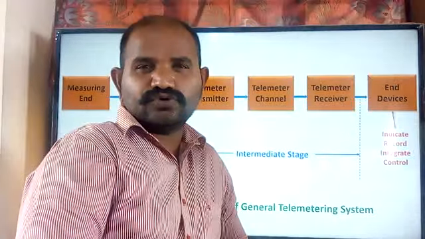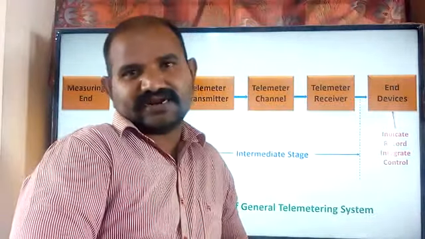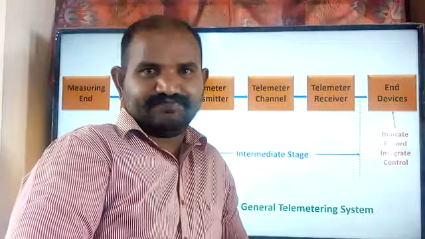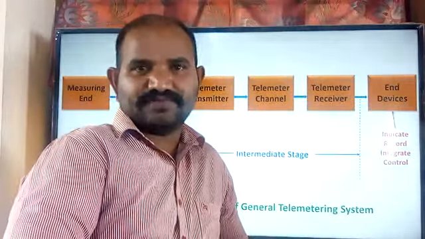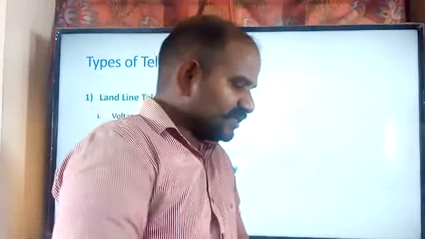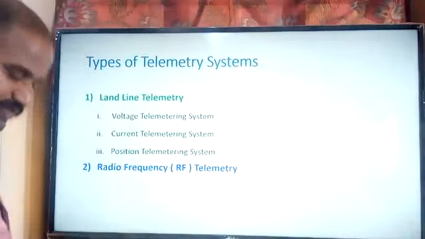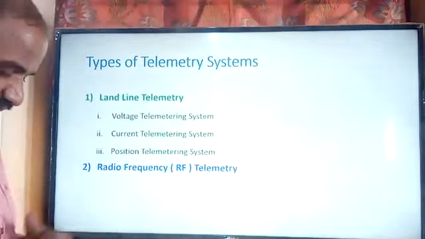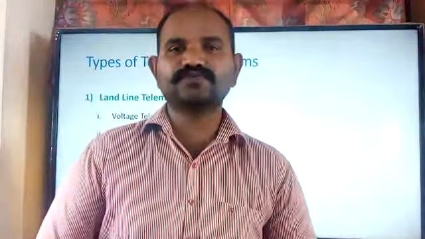So that is the electrical and electronic telemetry system. Depending on the transmitting medium, whether it is wired or wireless, the telemetry systems are divided into two types, which we have seen. I'm just revising those points. Here we have the landline telemetry system. In the landline telemetry system, the communication path is a physical path. Physical path means we are using wired communication between the transmitter and the receiver. That's why it is called a landline telemetry system.